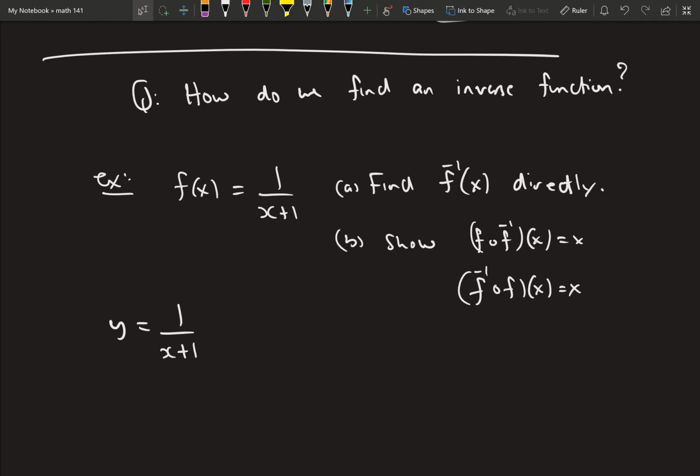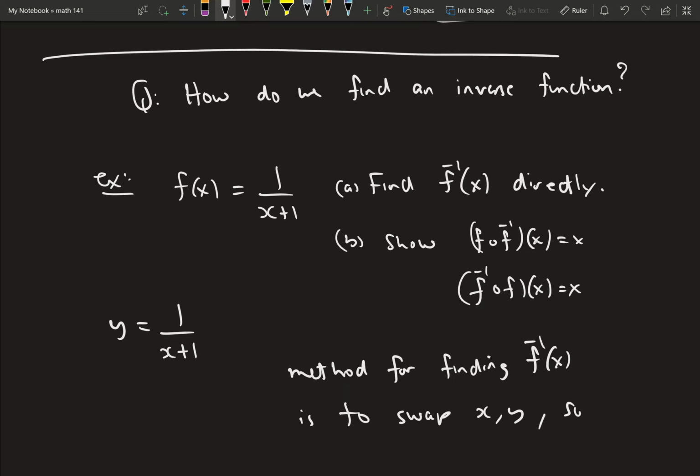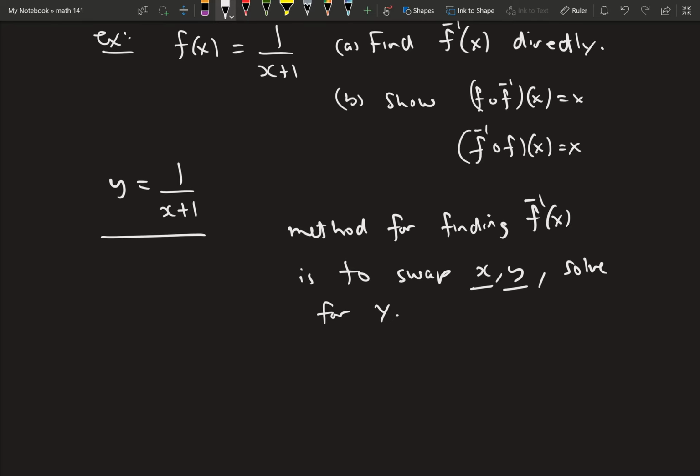y equals 1 over x plus 1. So the method for finding f inverse of x is to swap x and y and then solve for y. Because essentially for f and f inverse, it's an order reversing process, right? So the order reversing process corresponds to swapping x and y. So for example, in this case, when we swap, what do we get? Well, we get x is equal to 1 over y plus 1.